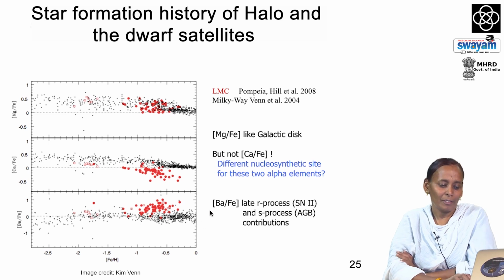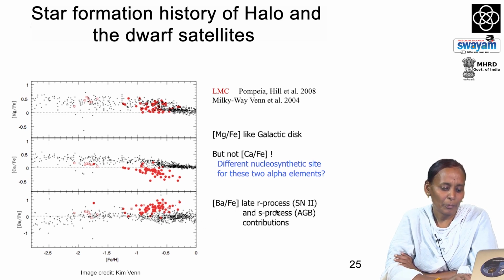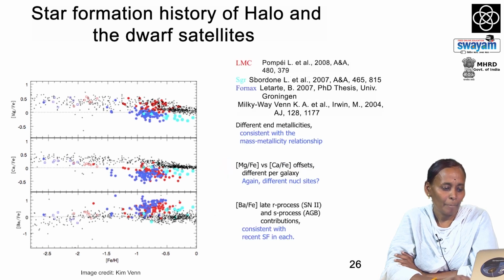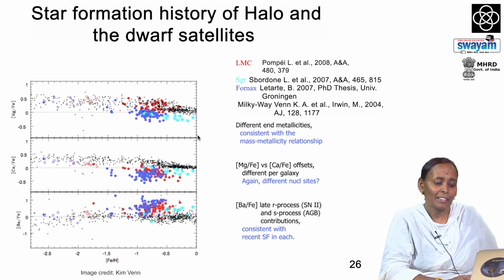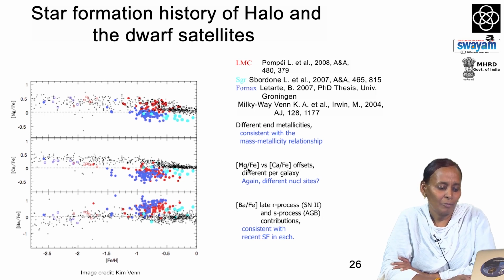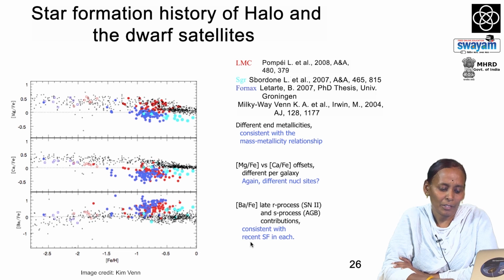And we can also see the late R process and S process contribution for the LMC. They start to contribute at much higher metallicities. And these are for other dwarf galaxies, and clearly these follow the mass metallicity relationship of galaxies, and we can see a significant offset between magnesium and calcium. This is something which is different for different galaxies. And for low mass satellite galaxies, we see the R process and S process contribution comes much later. That indicates recent star formation.